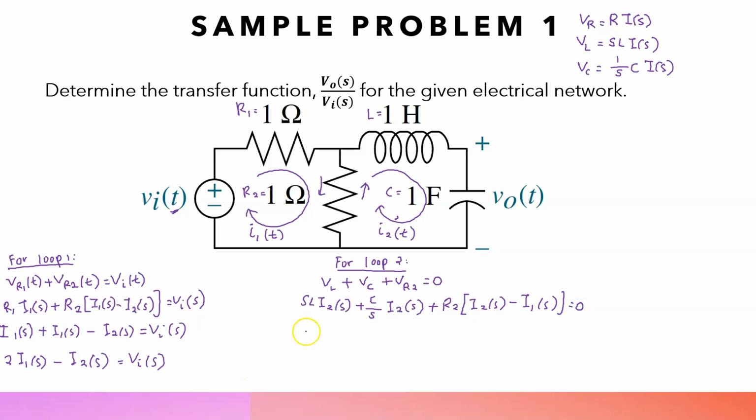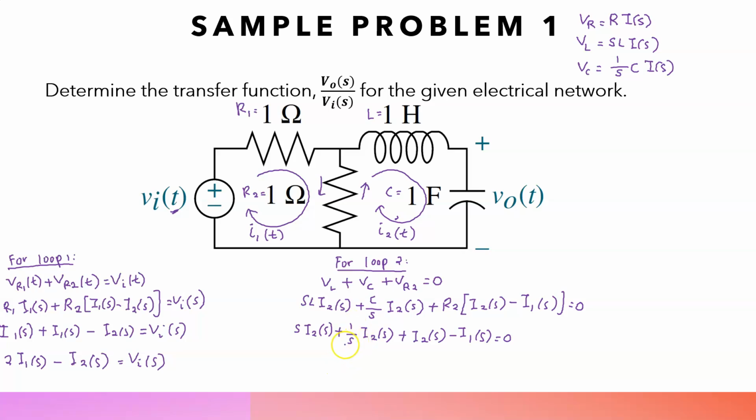We expand this, and at the same time substitute the inductance, capacitance, and resistance with their respective values. Here we will have s I2(s) plus 1 over s I2(s) plus I2(s) minus I1(s) equals 0. Now here we have 1 over s.